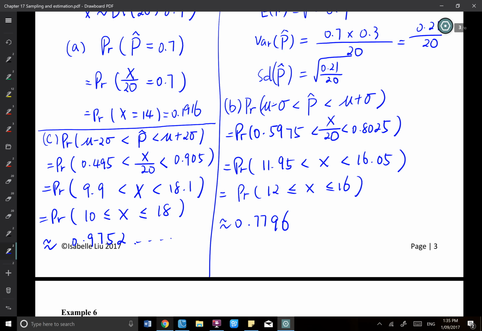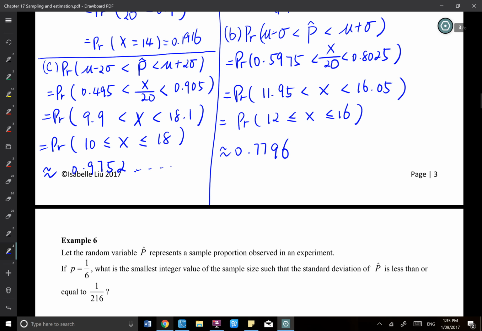Finished? Answer should be 0.9752, approximately that. Okay, and that is 302 decimal, that's fine, but also should be that. Okay, you subtract 2 standard deviations from 0.7 and add 2 standard deviations to 0.7. You have a proportion approximately between 0.495 and 0.905.